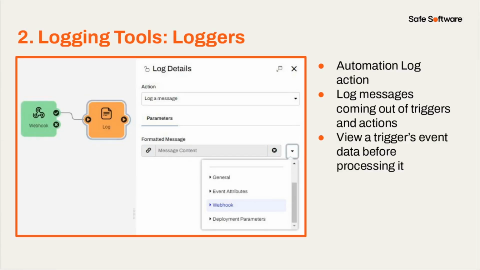There's also a Log action in FME Flow automations. This is very helpful for viewing log messages coming out of triggers and actions. In this example on the slide, I'm logging the whole message content of a webhook trigger so that I can see what the automation is receiving before I pass that data to a workspace action.